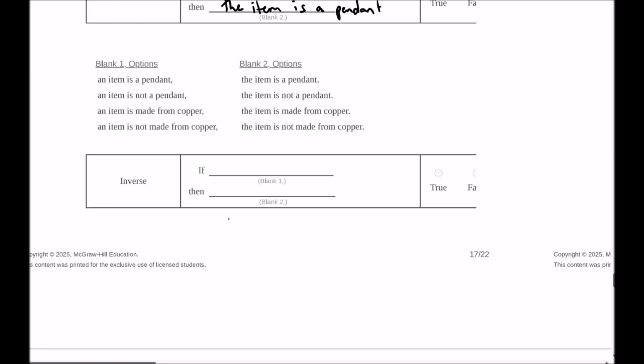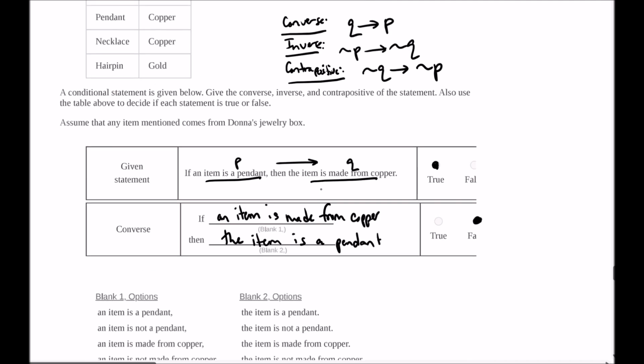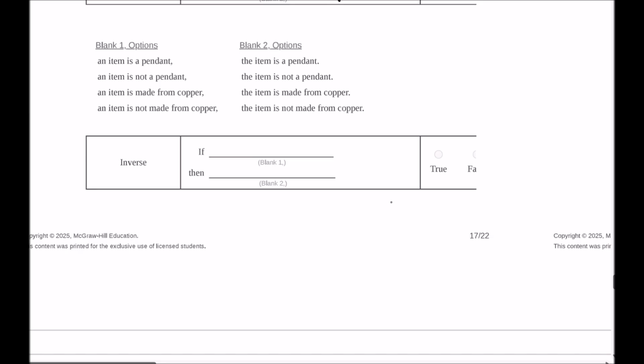Now the next thing we want to do is the inverse. We want to negate the original statement. Negating the item is a pendant means that the item is not a pendant. Negating Q, the item is made from copper, is it's not made from copper. So if an item is not a pendant, then it's not made from copper.